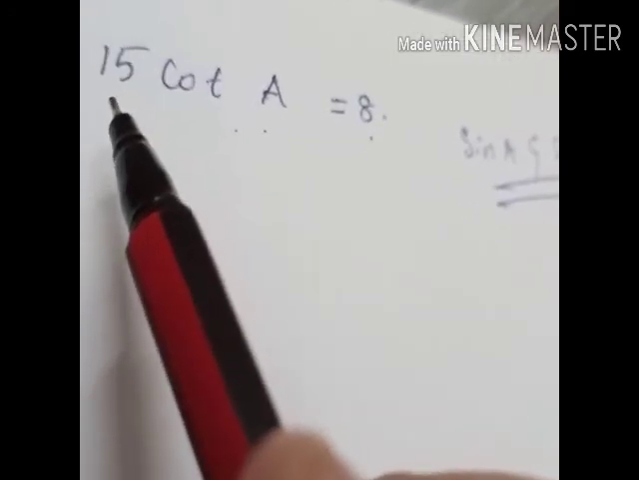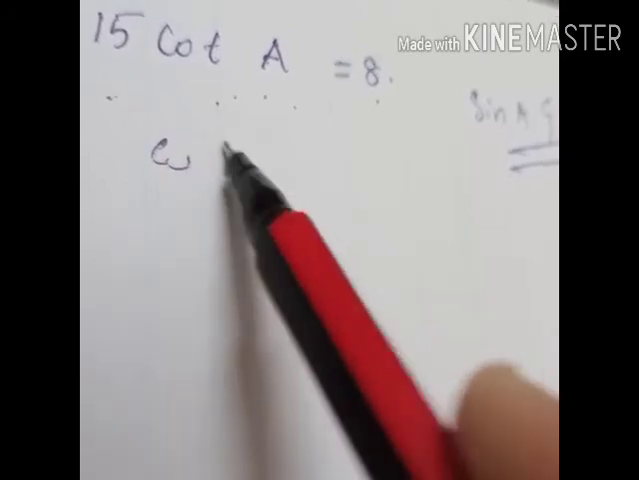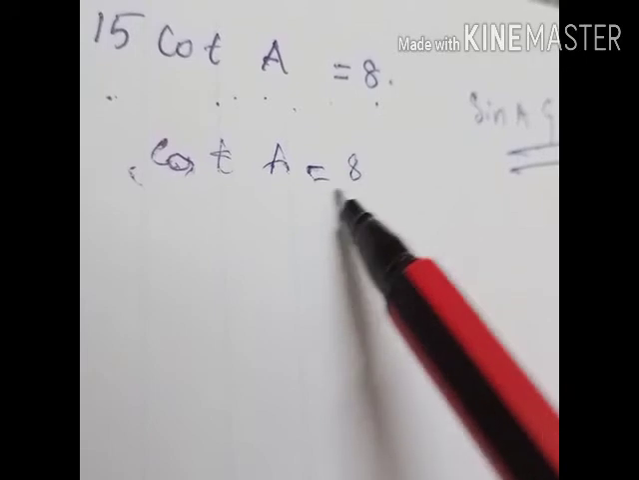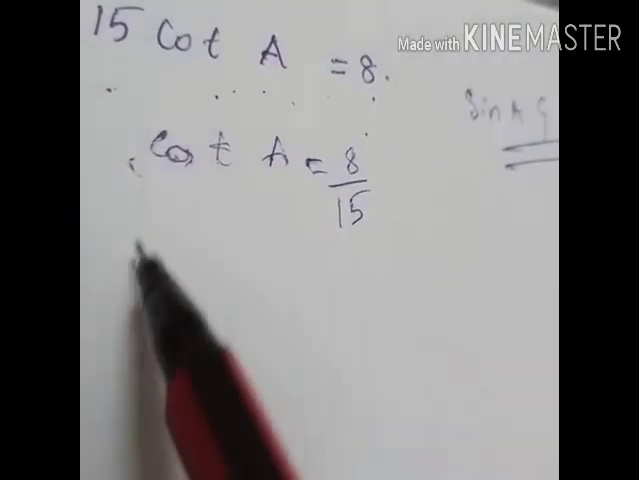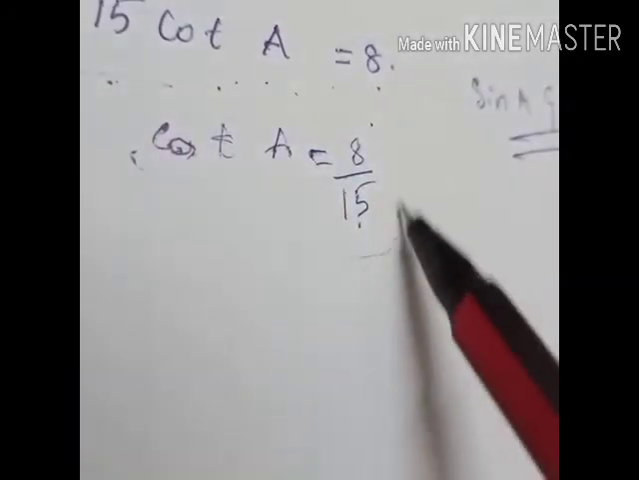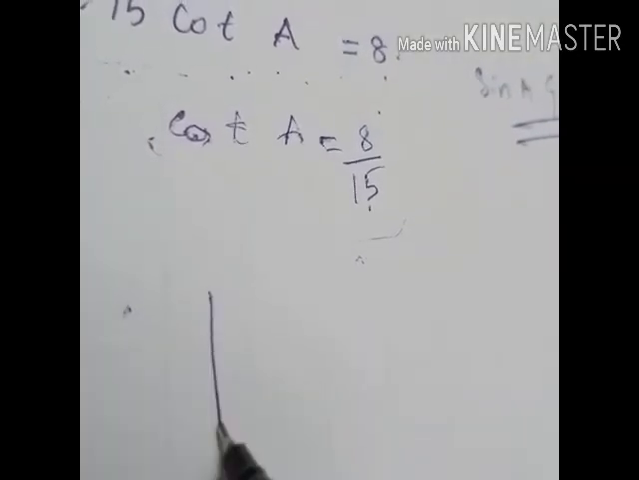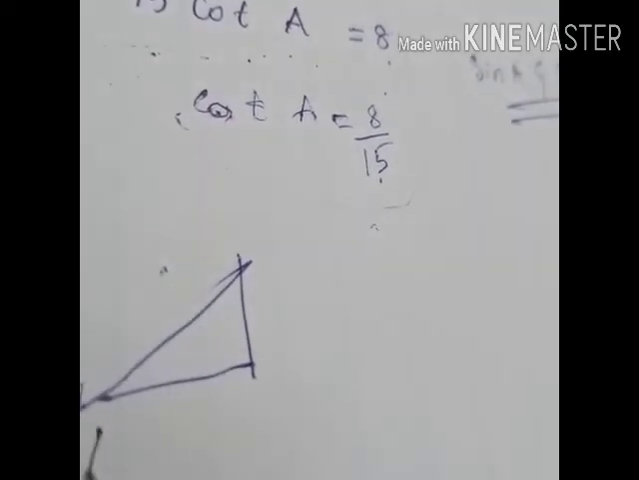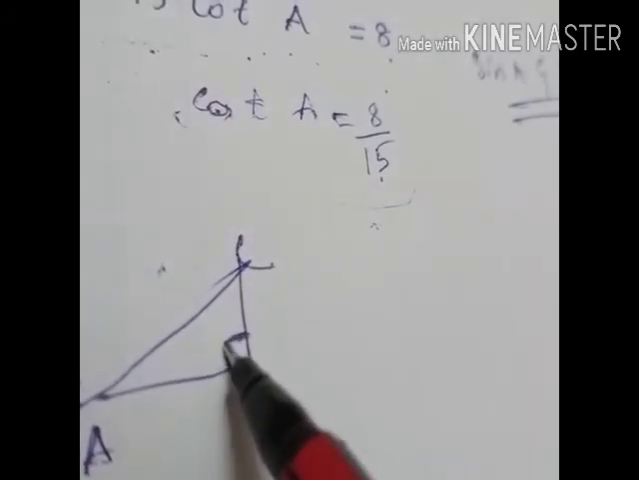But here it is given that 15 cot A equals 8. So this we can write as cot A equals 8 by 15. Just transpose this 15 to the right side. So cot A equals 8 by 15. This is the same form as the last question. So for that we can first draw a right triangle ABC which is right angled at B.